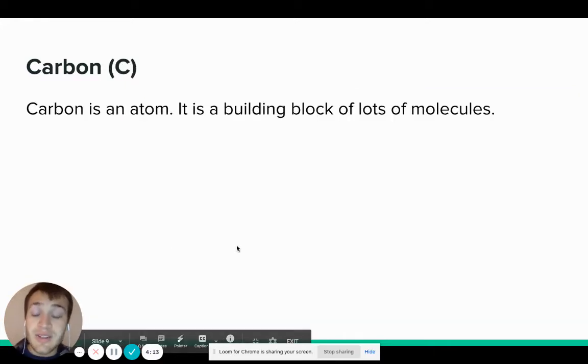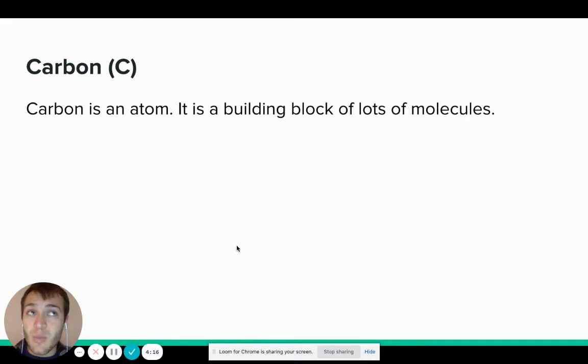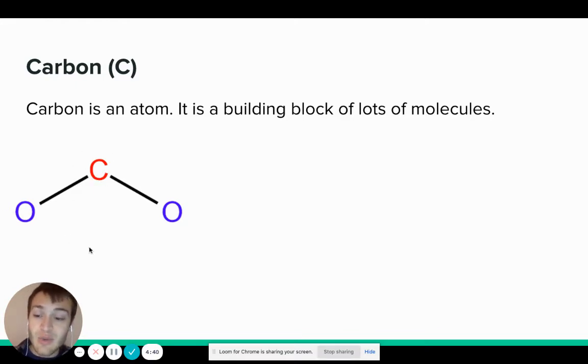Next, there's one tiny little thing I want to tell you, and that is that when we talk about carbon, we're actually talking about carbon the atom or carbon the element. So carbon is an atom, and it is a building block of lots of different molecules. When it's in a molecule, we write carbon as a C. So for example, in this molecule, you can see that there is a C in the middle. That would be carbon. And then on the sides, we have two O's, which are oxygen. So this molecule is one that you actually know. It's one C, two O's. That's actually CO2, carbon dioxide.